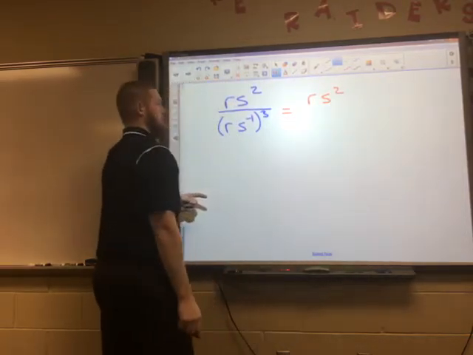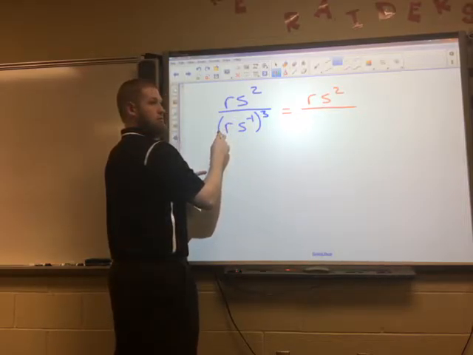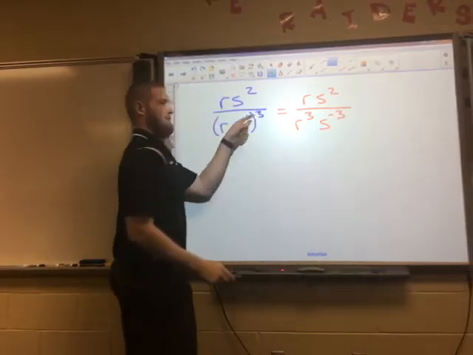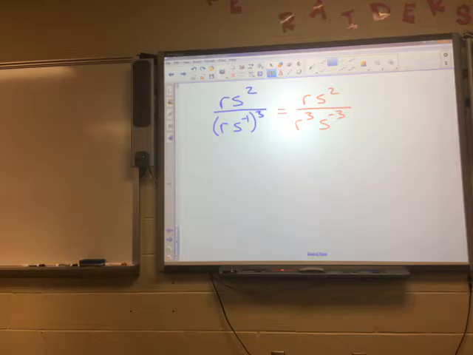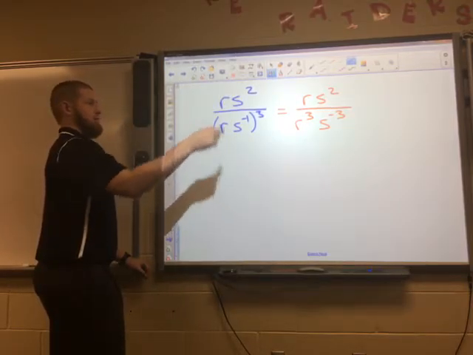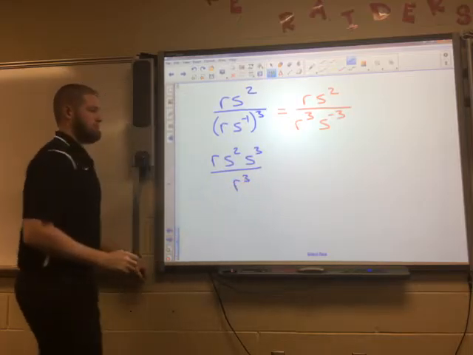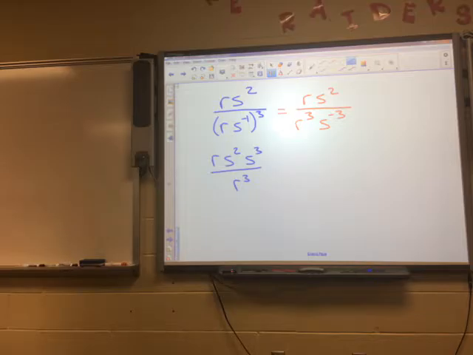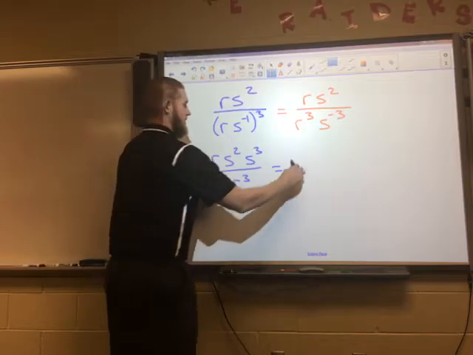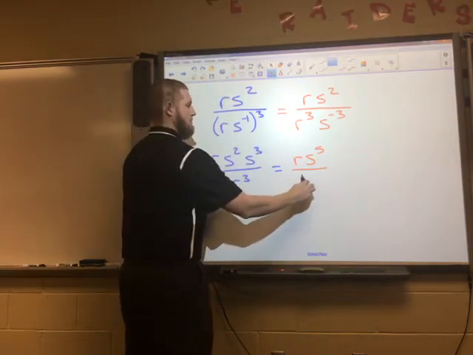So I have rs squared over what, Jedediah? Does that 3 go to the r too? So, yeah. So it's r cubed s to the negative third, right? Now I can get rid of that. So Neely, how do I get rid of that negative? If it's on the bottom, it needs to go where? On the top. So I have rs squared s to the third over r to the third. Lorelai, anything else you see that I can do? Add my exponents because these are both s's, right? So what do I get here, Aspen? I get on top r times s to the fifth over r cubed.